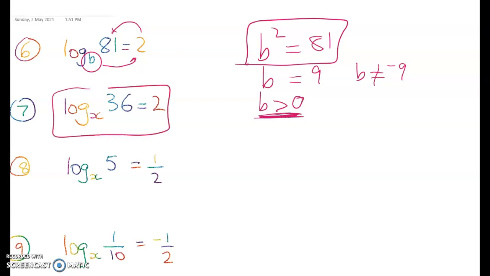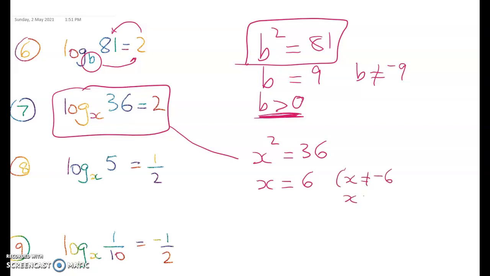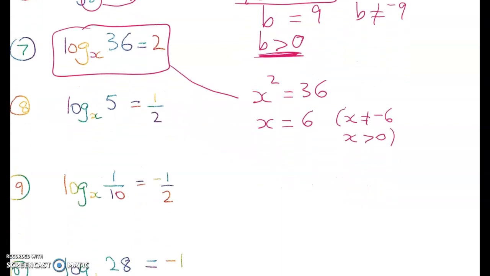Okay, the same thing with this one here. We're going to get x squared is equal to 36. So usually there would be 2 solutions to that equation, both negative 6 and positive 6. But here we're going to have x is equal to 6. And we can say that x is not equal to negative 6 because x must be greater than 0. Okay, what about this next one?